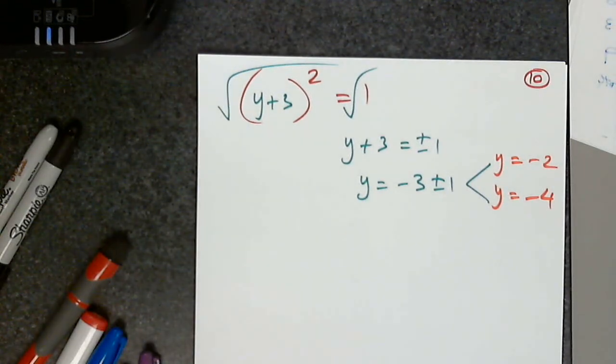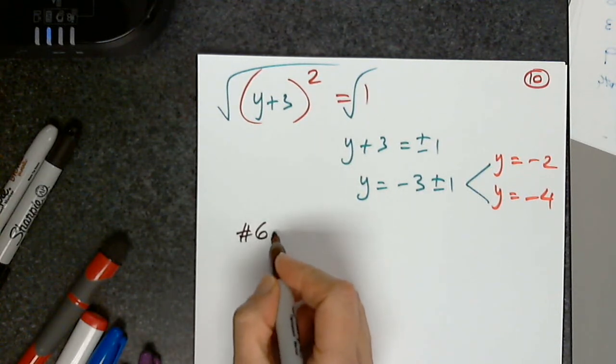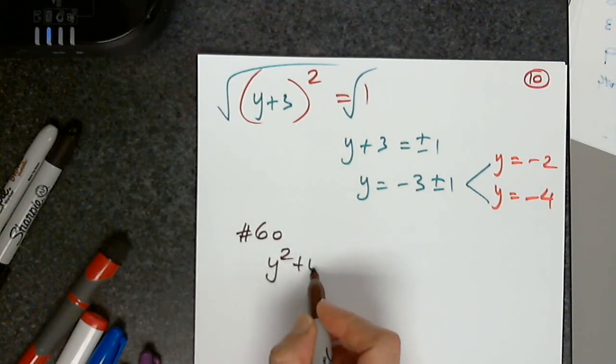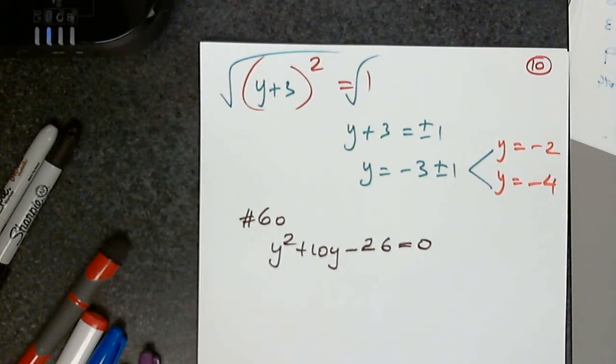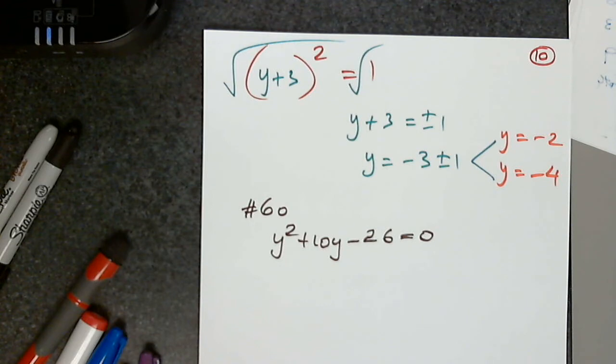But let me choose another one like this, and then we'll look at more difficult situations. Let's say number 60: y squared plus 10y minus 26 equals 0. Okay. I'm asked to use completing the square.